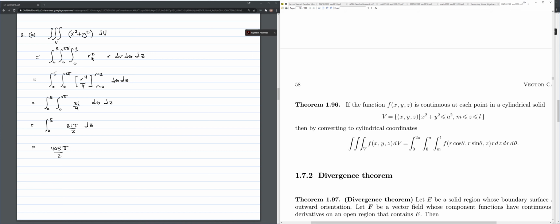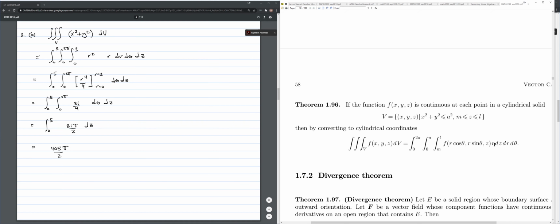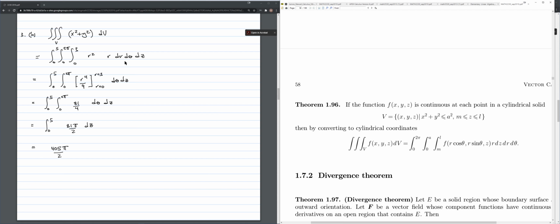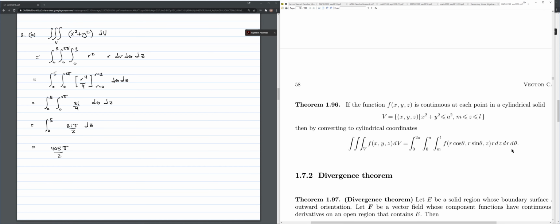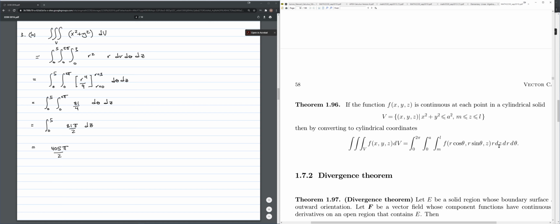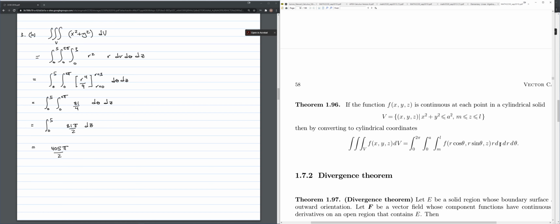Part of your formula in the conversion is that you're going to have this extra r outside here. You're going to be integrating with respect to r, theta, and z, right? Here I did it with respect to r, theta, and z, and I can do it that way provided I keep the correct limits of integration.